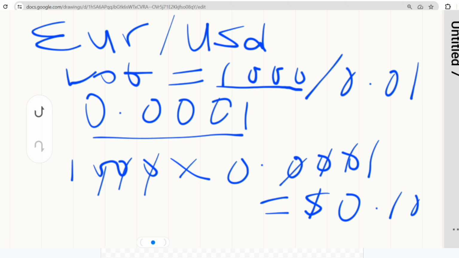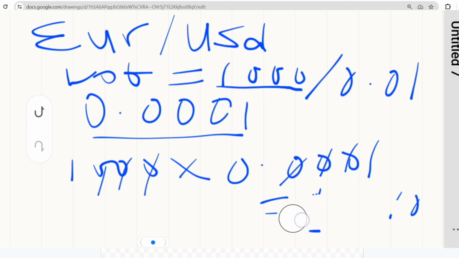Now, look at this, we put this in dollars, right? Because the exchange rate always affects the USD. Remember that. So we are using the base currency units multiplied by the PIP value to be able to get the value in the quote currency. That is the first basic example.